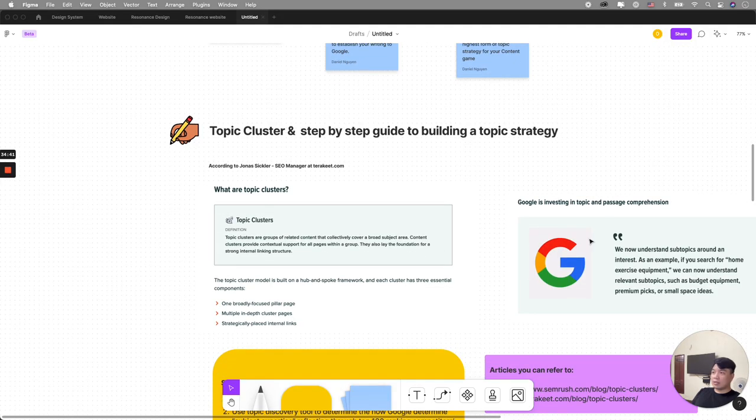So here's some of the definition. Topic clusters are groups of related content that collectively cover a broad subject area. Content clusters provide contextual support on all pages within a group. They also lay the foundation for a strong internal linking structure.